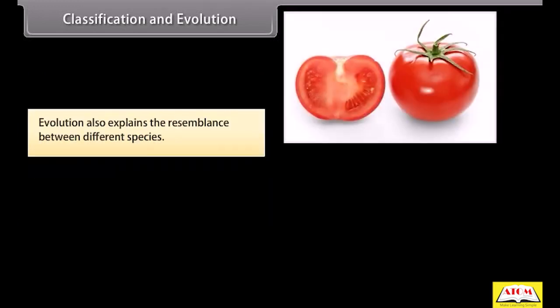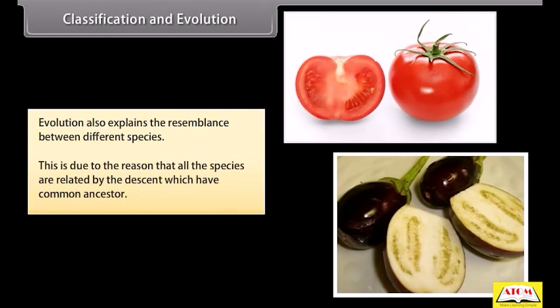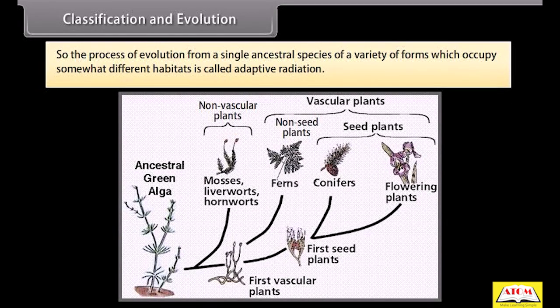Evolution also explains the resemblance between different species. This is due to the reason that all these species are related by descent and have a common ancestor. So, the process of evolution from a single ancestral species of a variety of forms which occupy somewhat different habitats is called adaptive radiation.